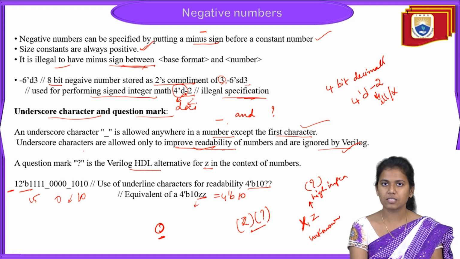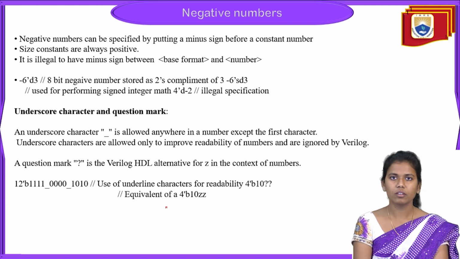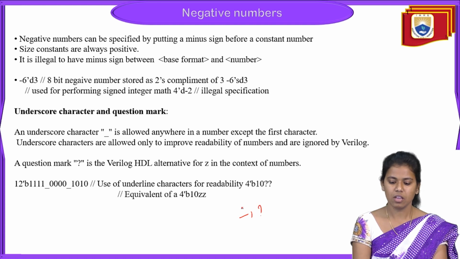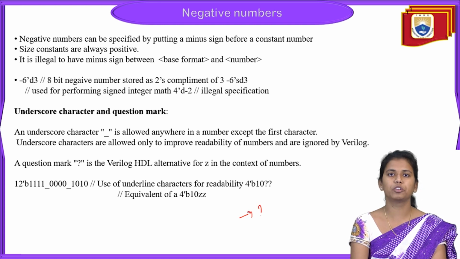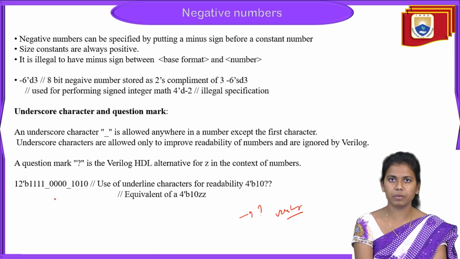So we have discussed negative numbers, the underscore and the question mark, and how they are used. In today's presentation, we have discussed the language elements that we use in the Verilog description. We have discussed so many things: comments, signed and unsigned numbers, modules, and more. And this is the end of the presentation.